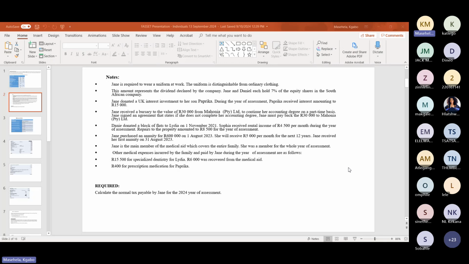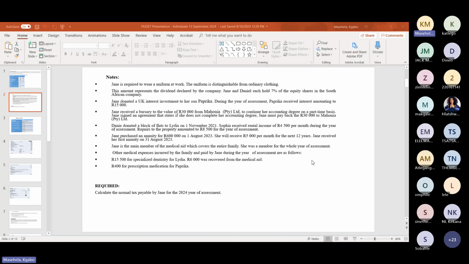Then the question is calculate the normal tax payable. It means after you've calculated your taxable income, you continue with your calculations where you need to consult your individual tax table, because we want to know at the end of 2024 how much Jane is going to pay SARS. That's what we want to know.